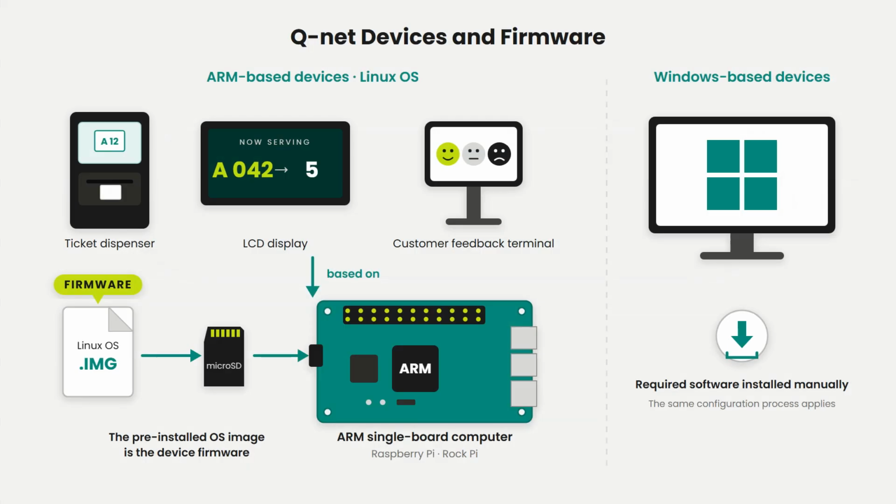Device Configuration. Many devices in the QNet product range, such as ticket dispensers, LCD displays, and customer feedback terminals, are based on ARM single-board computers, such as Raspberry Pi or Rock Pi. These devices run on a pre-installed Linux operating system, which is installed using an image file. In our terminology, we refer to this image as the device firmware.